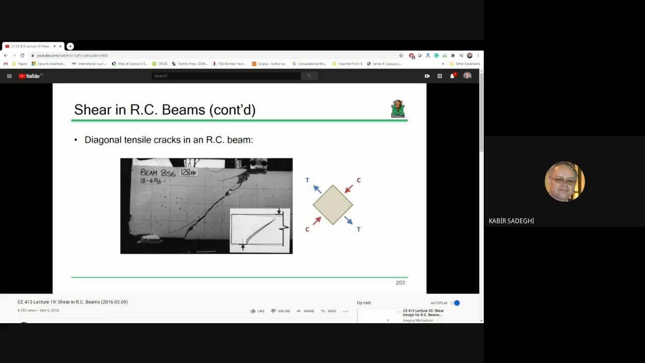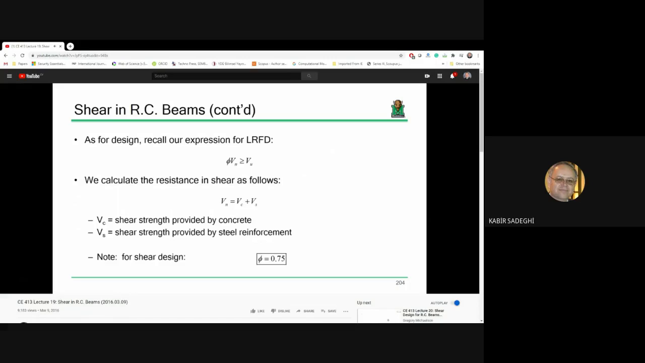Make sense? If you look at shear buckling in steel beams, it's kind of the same phenomenon, only instead of the material cracking, it buckles in the opposite direction because of the material being in compression. All right. So, make sense?